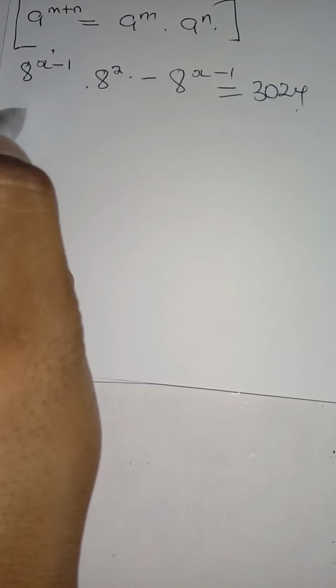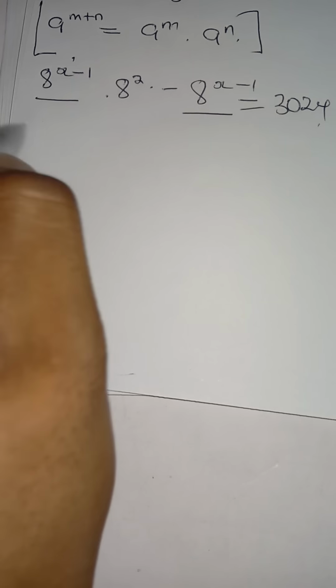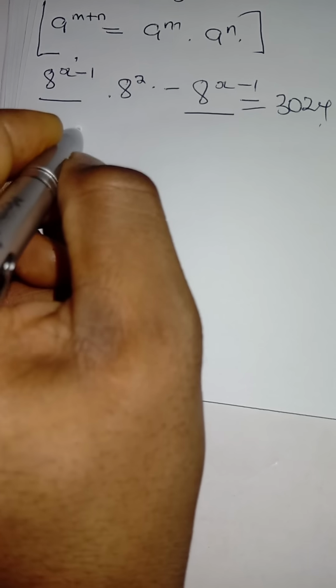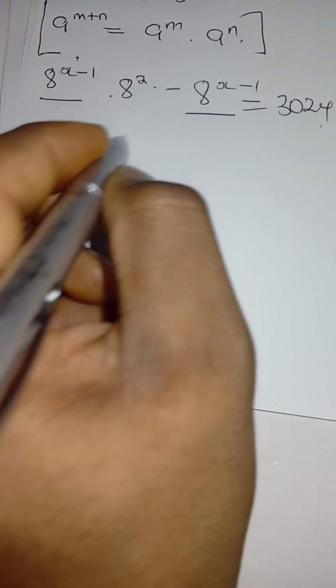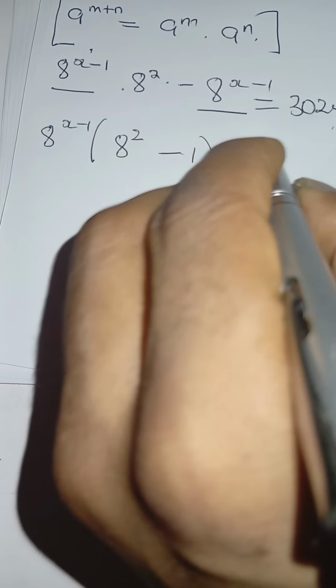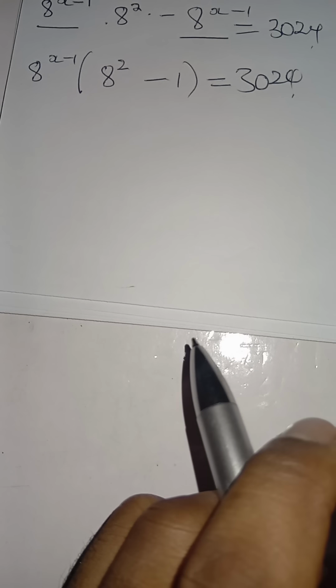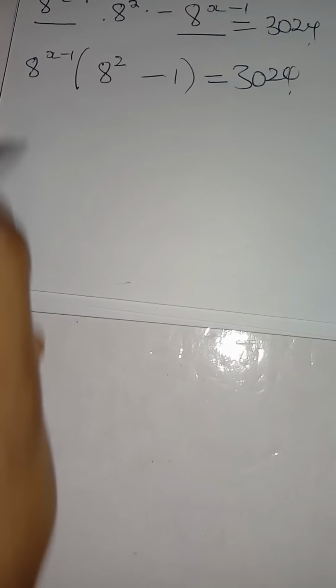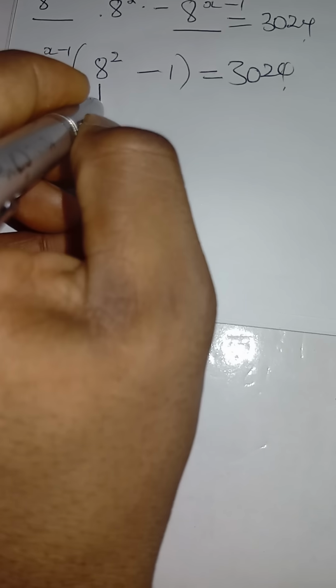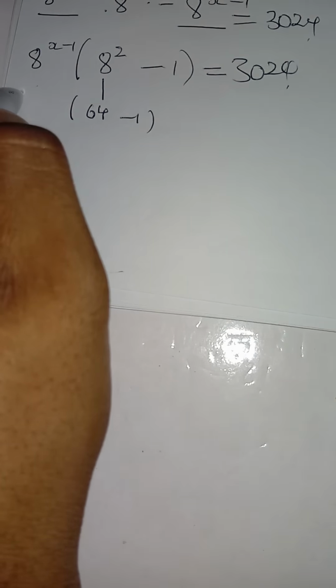So how do we deal with this? We're going to say what is common here, which is 8^(x-1). So 8^(x-1) times (8 squared minus 1) is equal to 3024. All right, let's go further now. What is this? This is 64 minus 1, times 8^(x-1), is equal to 3024.